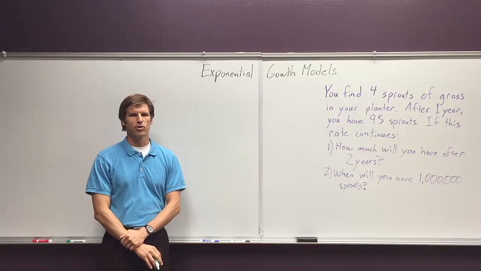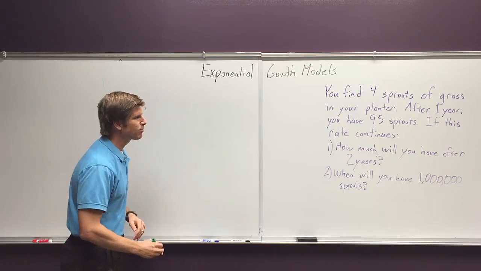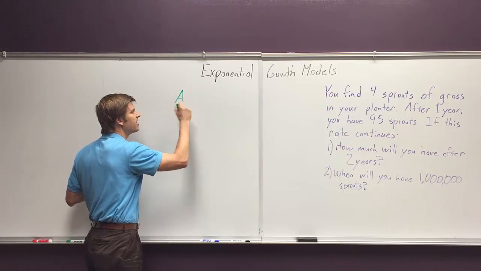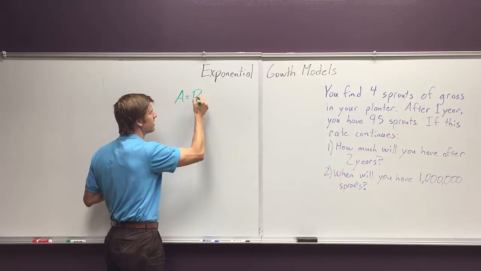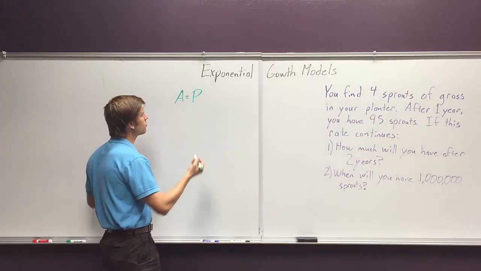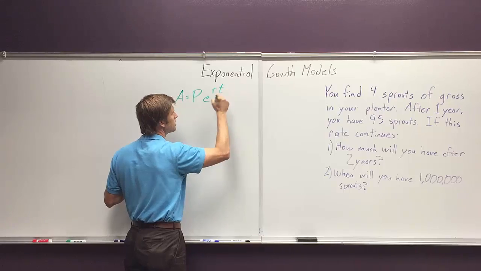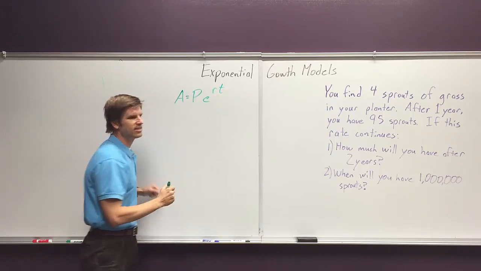Let's look at some exponential growth models. So an exponential growth model, I typically think about with this formula. The amount that you currently have is the initial amount, with money you'd call it principal, times e to the r times t, where r is the rate of growth and t is the time.